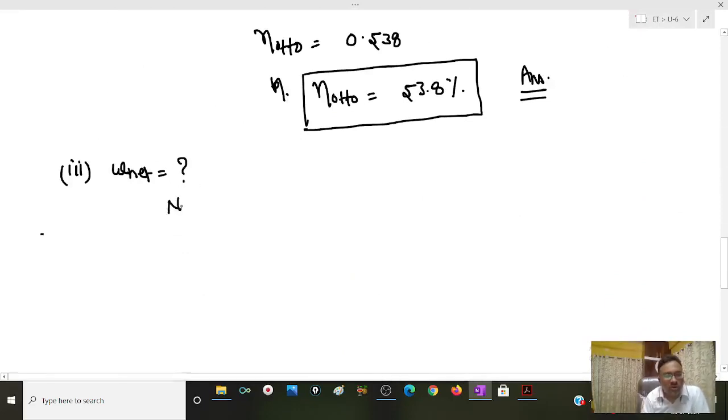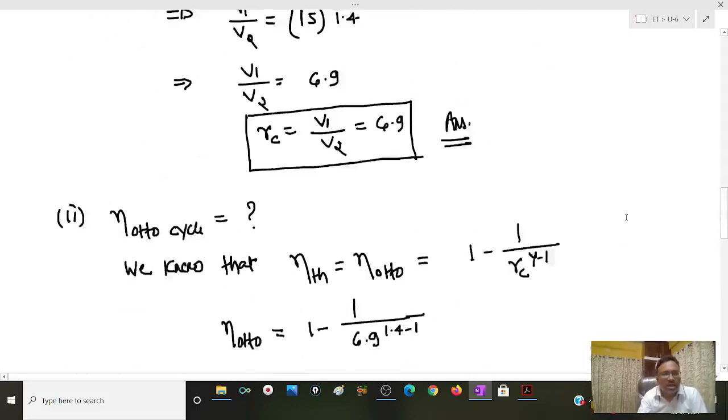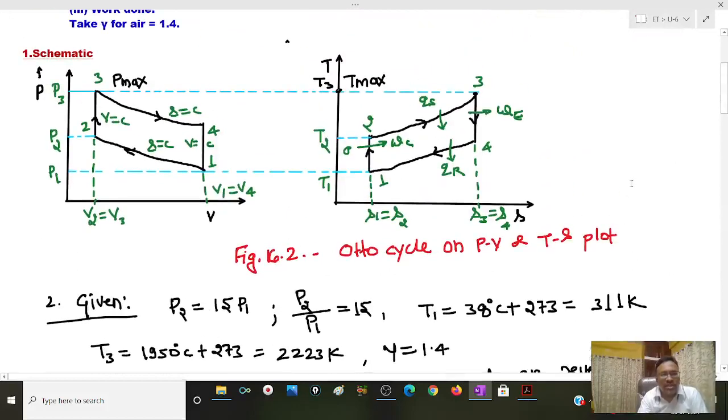So net work done is given by heat supplied minus heat rejected, and this will be in kilojoule per kg, since I am considering unit mass of air for the analysis. Now if you refer to this PV and TS chart, heat is supplied at constant volume and heat is rejected at constant volume.